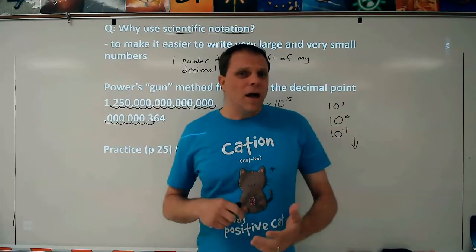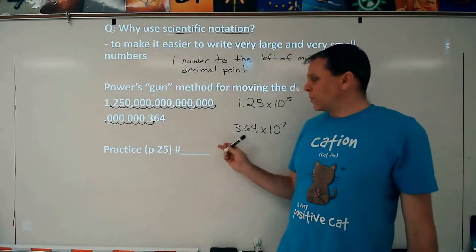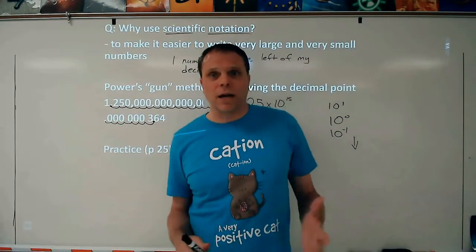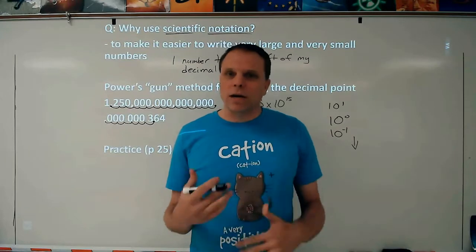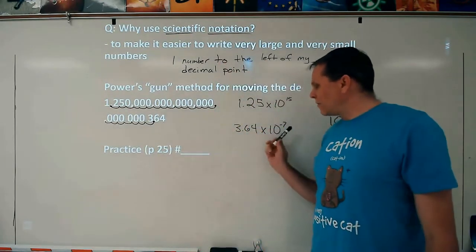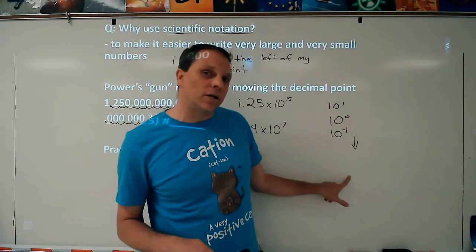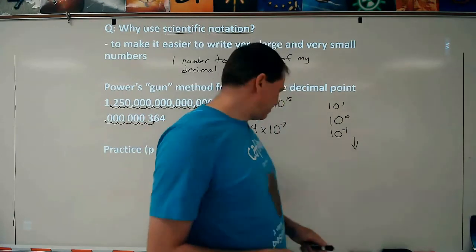I get a lot of students that will write a really small number like this, and it'll be like 3.64 times 10 to the positive 7. So just double check yourself on that. Really small numbers should have negative exponents, right? Because they're going down into the fractions of those tens. Okay, does that make sense?